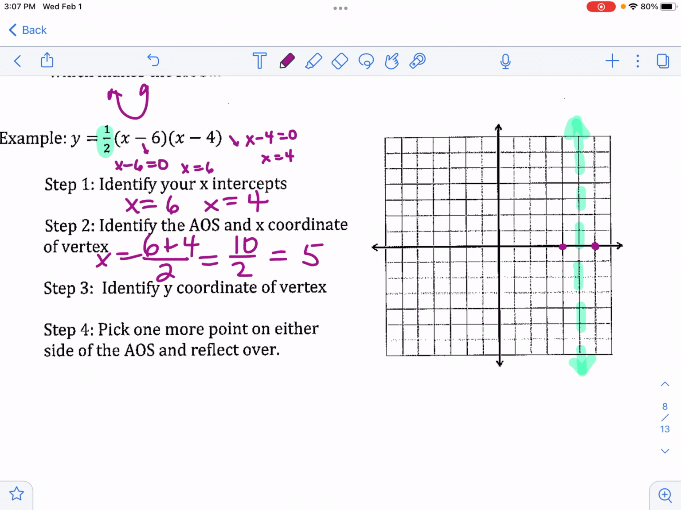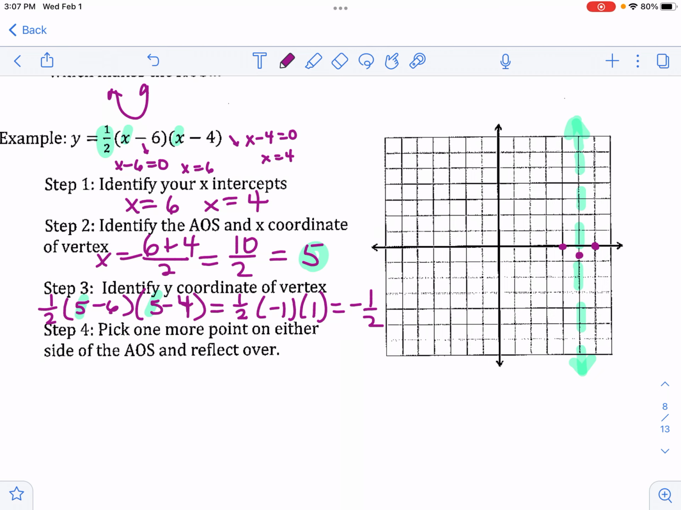So now what I need to do is find the y coordinate of my vertex. So we're going to take 1/2 of 5 minus 6 times 6 minus 4. Oh, and I didn't put that in there right. All right, let's fix that up. 1/2 of 5 minus 6, and then 5 minus 4. There we go. Plugging in my x value of 5 into both of those spots. All right, so I have 1/2 times -1 times +1, which turns out to be -1/2. So I plugged in 5, and out popped -1/2.